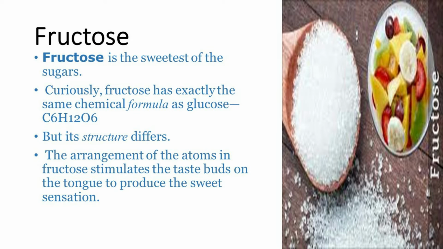Fructose is the sweetest of the sugars. Fructose has exactly the same chemical formula as glucose, C6H12O6, but its structure differs. The arrangement of the atoms in fructose stimulates the taste buds on the tongue to produce the sweet sensation. Fructose occurs naturally in fruits and honey.